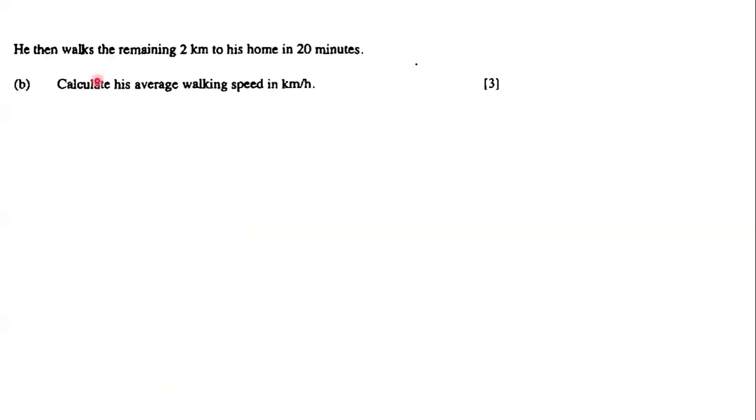Next, it says that he then walks the remaining 2 kilometers to his home in 20 minutes. Calculate his average walking speed in kilometers per hour. Here, we are going to use the distance, speed, time triangle. Our goal is to determine the speed. Now we know that speed is equal to distance divided by time.